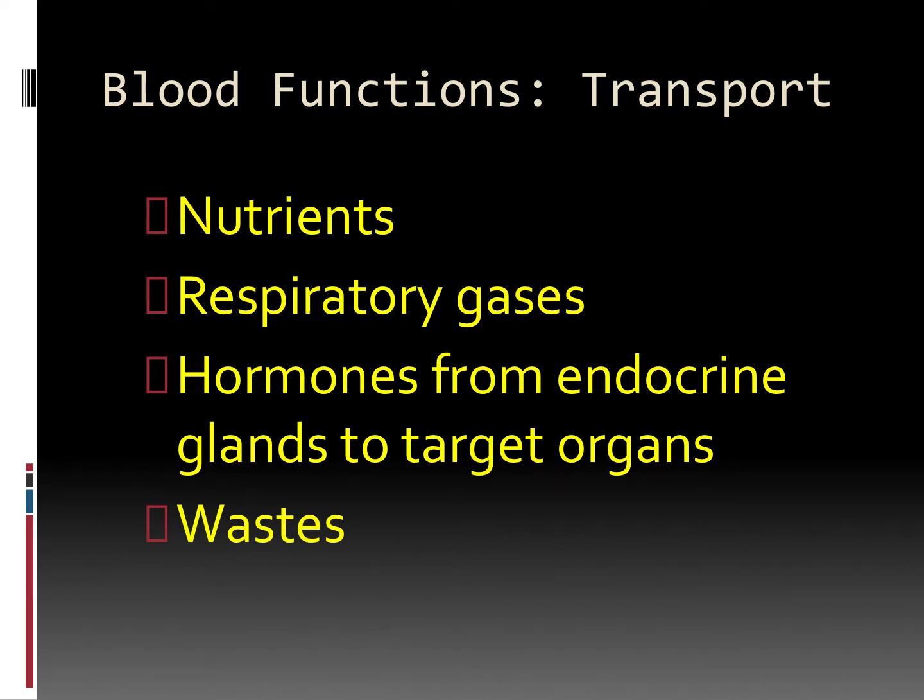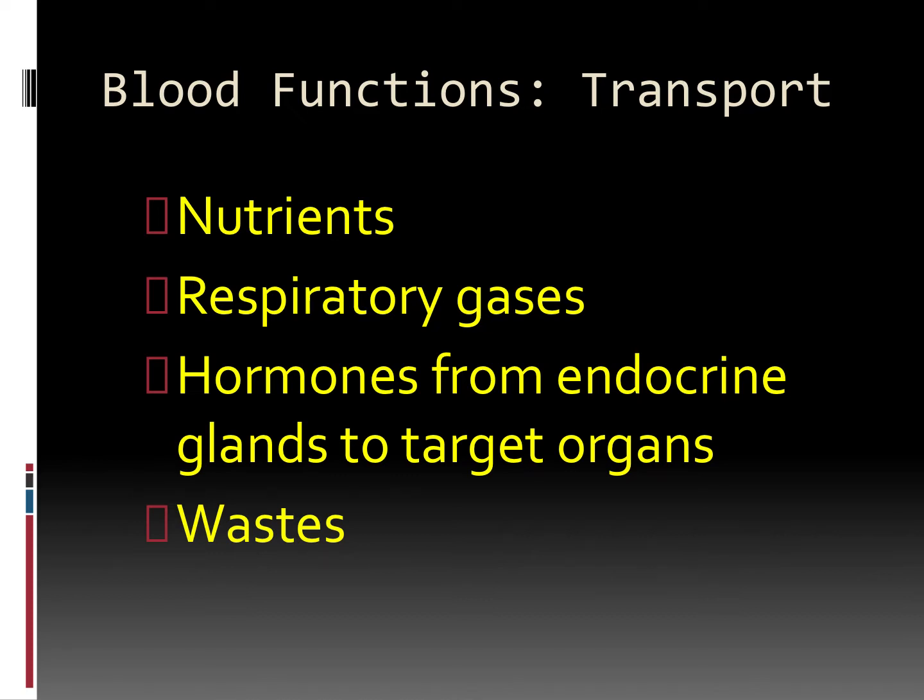Respiratory gases. So if you think about oxygen or carbon dioxide going to and from the lungs, they travel in red blood cells on hemoglobin. So they are moving that way as well. Hormones, as we've talked about, get from their glands, where they're produced, to target organs, again through blood.